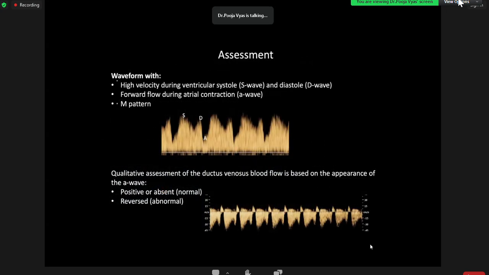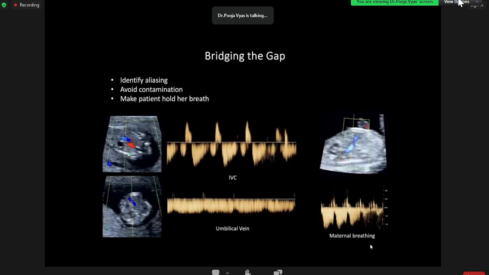Now the waveform of DV, this is a classical M pattern where we get S wave, D wave, and the A wave. The A wave is very important because whenever there is reversal of A wave, that means there is some problem in the fetus. Now we have to identify the aliasing and the sample size is very important. We have to keep it very narrow because DV is a very small vessel. Otherwise, we will get contamination from the inferior vena cava, hepatic veins, or the umbilical vein, and we can also ask the patient to hold her breath.